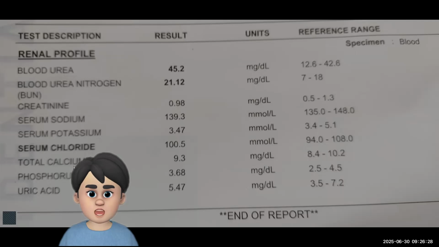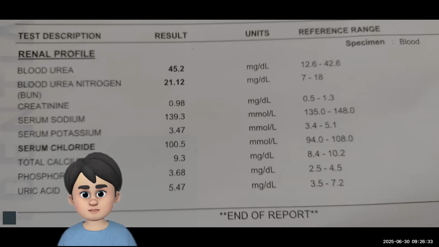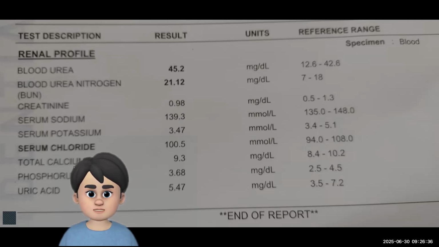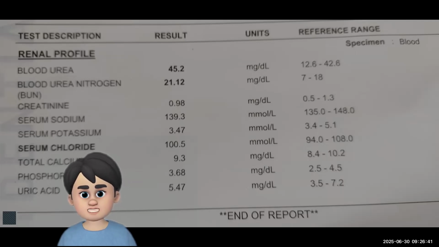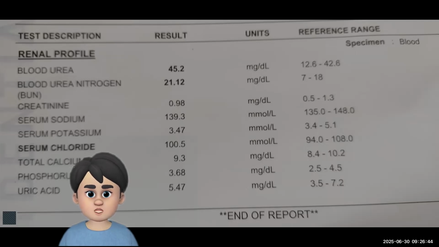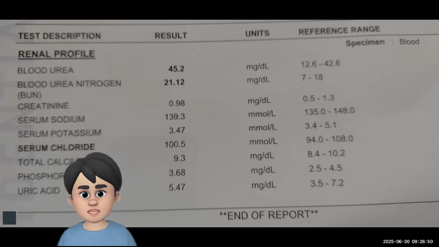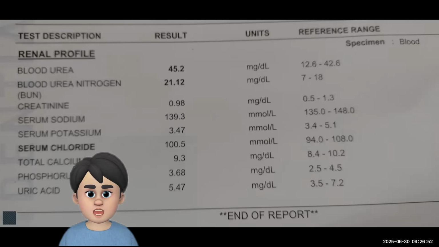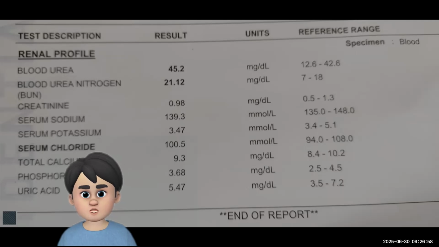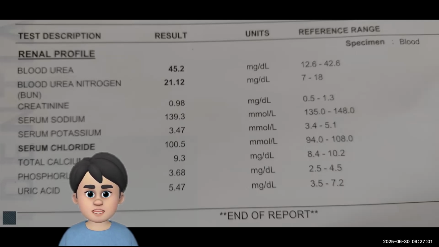So why is this test done? It helps to detect kidney disease or damage, dehydration, and electrolyte imbalance, and the impact of conditions like diabetes and hypertension on the kidney. Blood urea nitrogen measures nitrogen waste. An increase means kidney dysfunction or dehydration. Serum creatinine is a kidney marker for the kidney filter, GFR. Reduced GFR means reduced kidney function. In this patient, kidney function is not reduced, so it is actually not too bad.